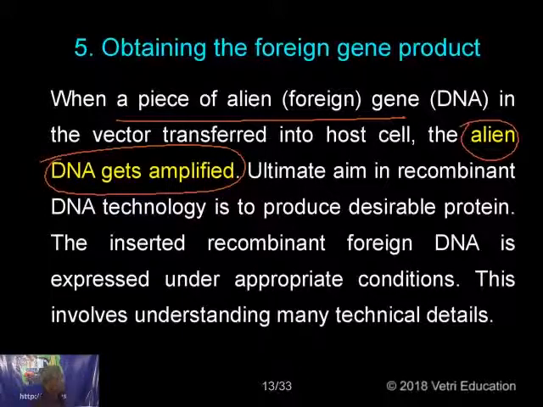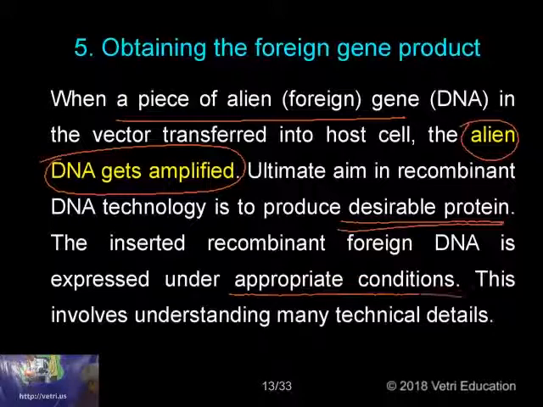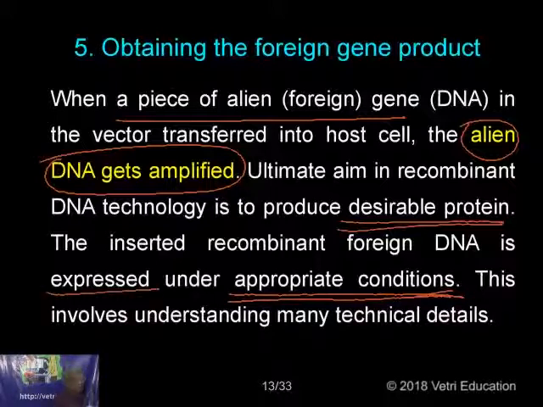The ultimate aim in recombinant DNA technology is to produce the desirable protein. That is our ultimate aim. Okay, we want to get the desired protein. The inserted recombinant foreign DNA is expressed under appropriate conditions. That's very, very important. So you have to provide the conditions where it will be able to express itself, amplify itself. This involves understanding of many technical details.